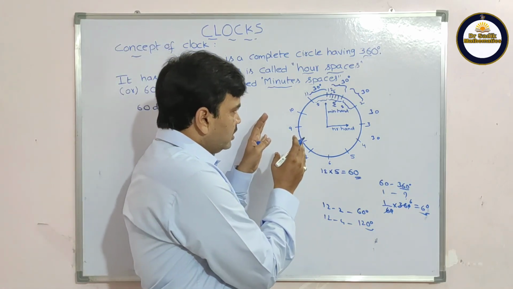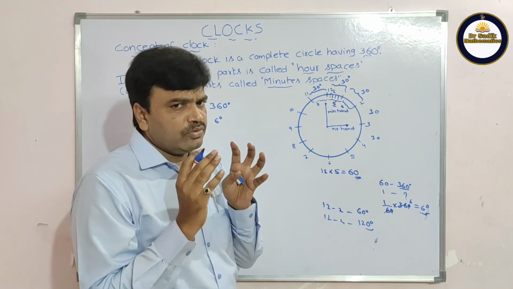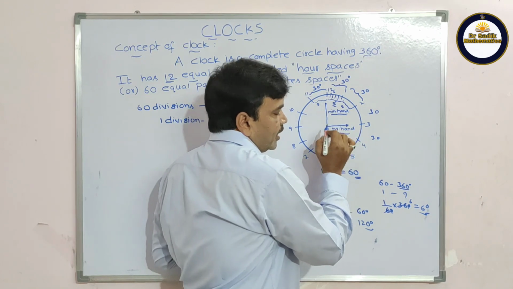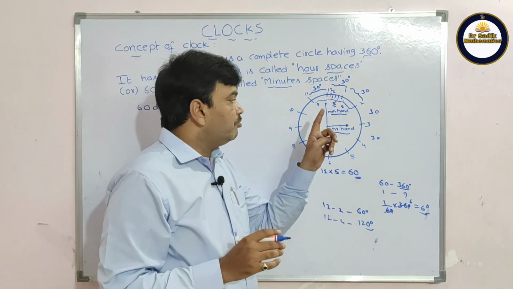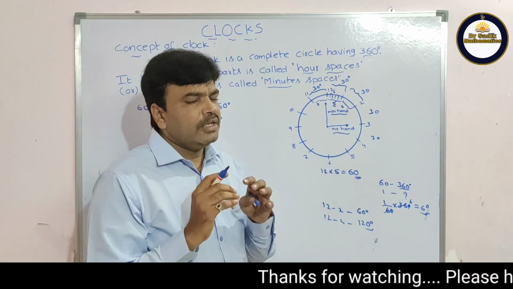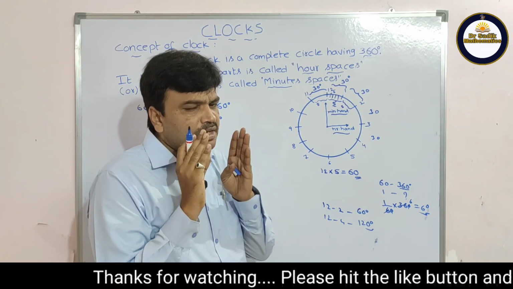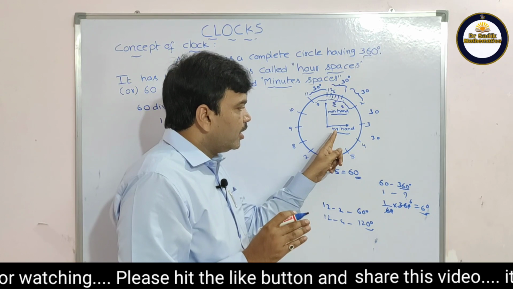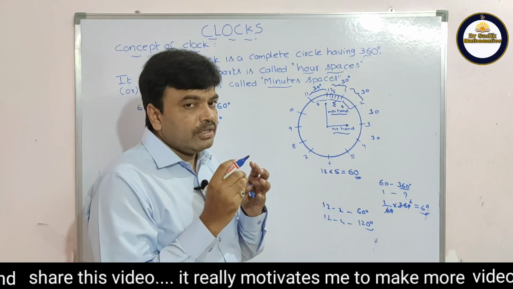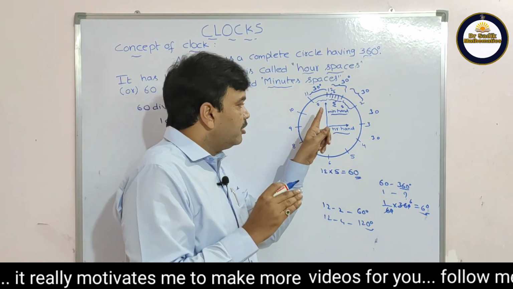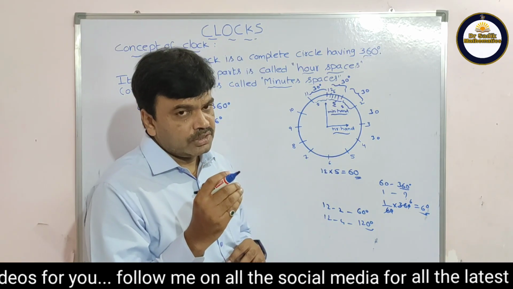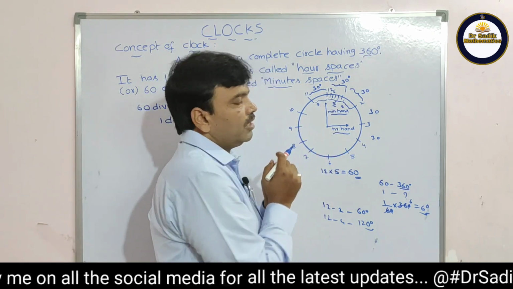Now if you see the clock, we mainly observe the minute hand and hour hand. Now I want to find how many degrees the minute hand and hour hand cover in 1 hour, and in 1 minute, and the relation between the minute hand and hour hand.